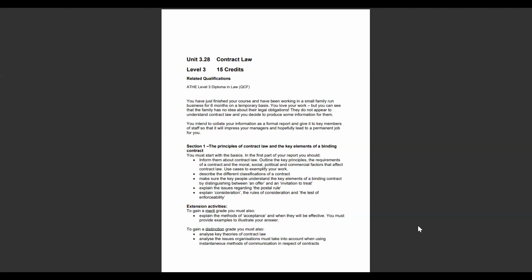So the extension activities is to gain a merit. You must also explain the methods of acceptance and when they will be effective. You must provide examples to illustrate your answer. To gain a distinction grade, you must also analyze the key theories of contract law, and analyze the issues organizations must take into account when using instantaneous methods of communication in respect of contracts.